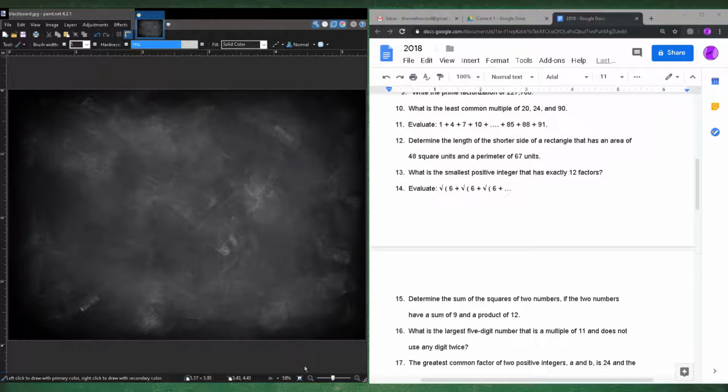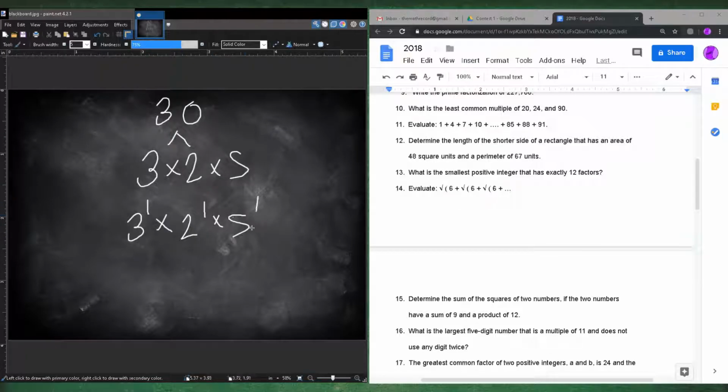Number 13, what is the smallest positive integer that has exactly 12 factors? Okay, for this type of question, you need to understand how the number of factors works. So let's give an idea. Let's say we have 30, right? So the trick is you're going to factor this. It's going to be 3 times 10. 10 is just 2 times 5, right? So what you have is 3 to the power 1 times 2 to the power 1 times 5 to the power 1.